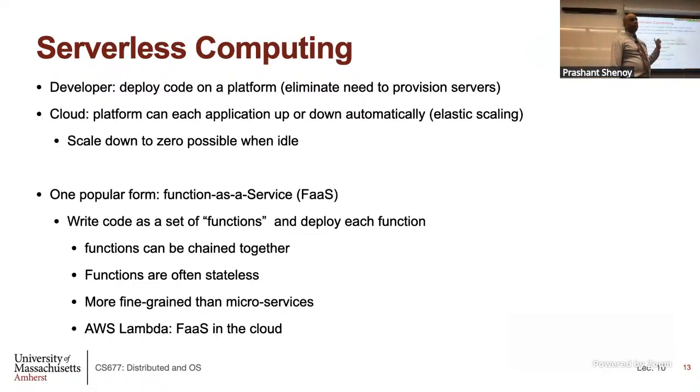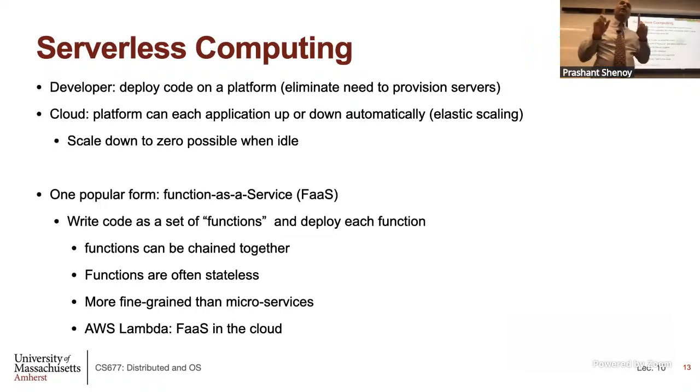Okay. So there's a new model for deploying applications in a platform as a service cloud, which is called serverless computing. Okay. It's very similar to platform as a service cloud. So what happens in this case is the developer deploys code on a platform, eliminating the need to provision servers. The cloud platform essentially has a platform where each application can be scaled up or down based on the workload that's seen. And if there's no workload, you can even scale it down to 0. Whenever requests come, you scale it up. So in this sense, there's no difference between serverless computing and platform as a service cloud, so far.